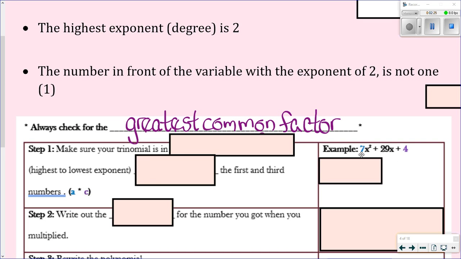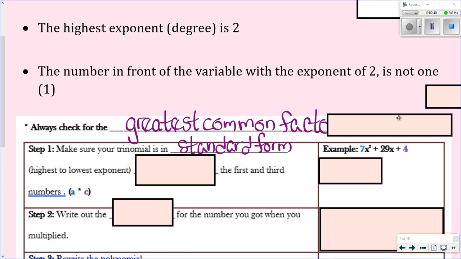So we have an example, 7x squared plus 29x plus 4. We're going to use factoring by grouping when it comes to having a leading coefficient. The first step is to make sure that your trinomial is in standard form. You already learned what standard form is. If you forgot, standard form is basically the degree of the variable going from the greatest to the least, so highest to the lowest exponent.